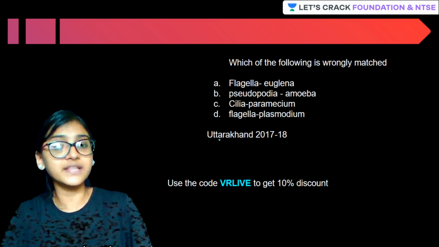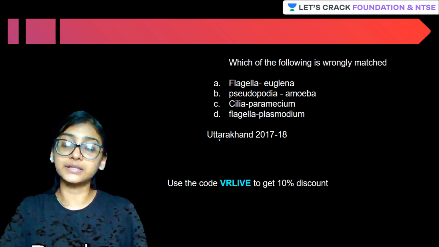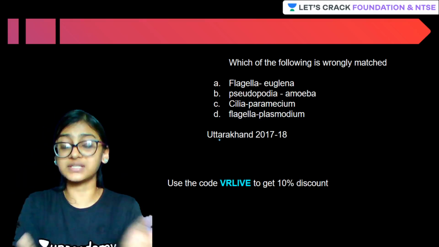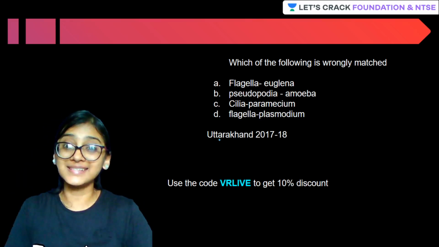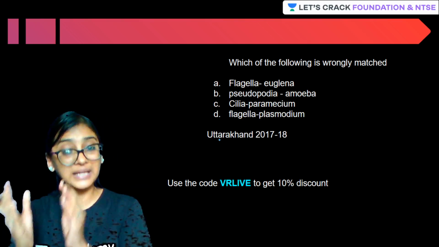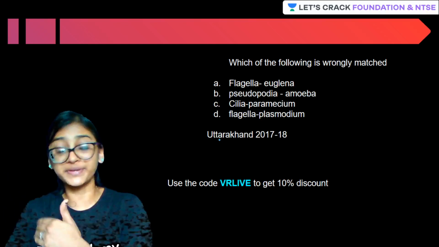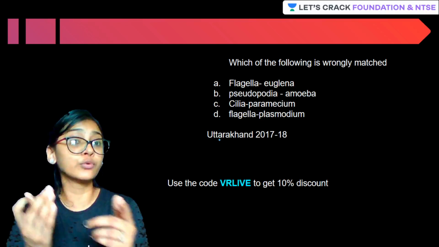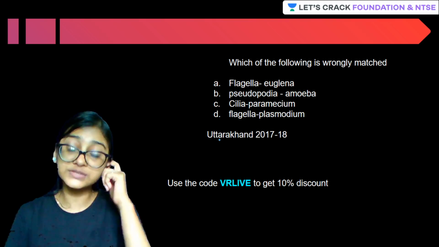We also studied in this chapter that the kingdom Protista can be divided into animal-like Protista, that is protozoans, and plant-like Protista, that is unicellular algae including diatoms.